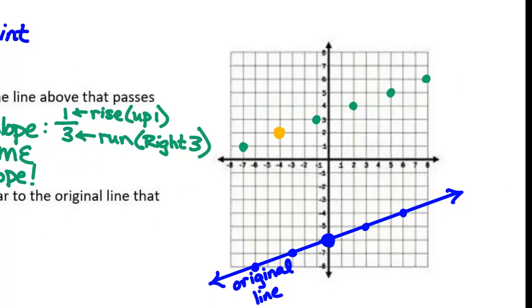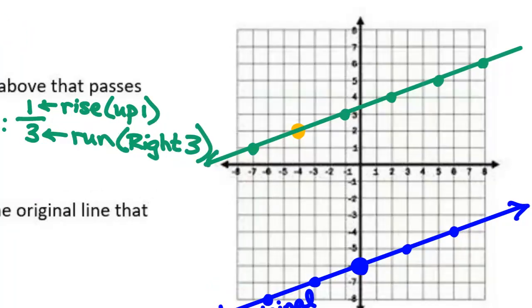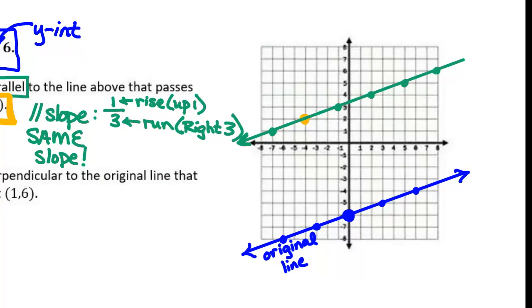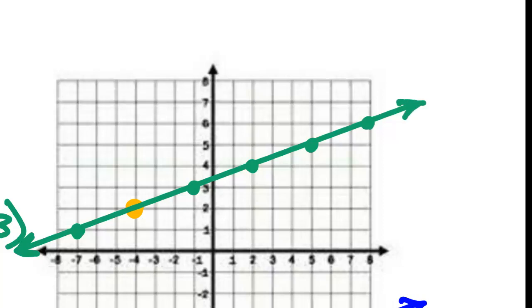Once I get all the dots on there that I can, I'm going to trace through those points with my straight edge. You guys will have a straight edge tomorrow for the test if there's a graphing problem on the test. So there's the parallel line.